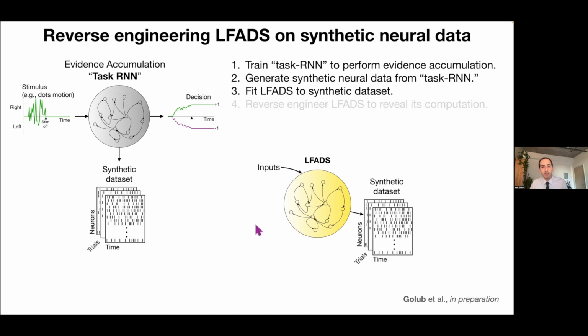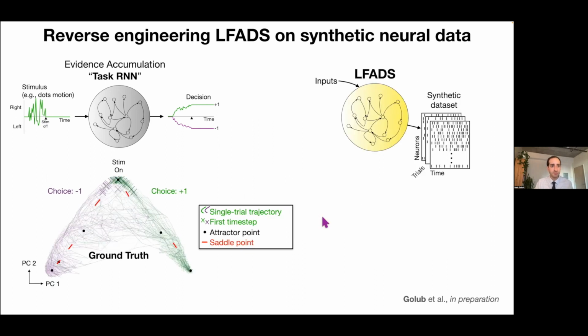And then I used model selection guided by reconstruction error on the neural data. And that correctly identifies the correct inputs, which are these stimuli to the network. And now this is where the payoff comes. Now we reverse engineer the trained LFAS model.